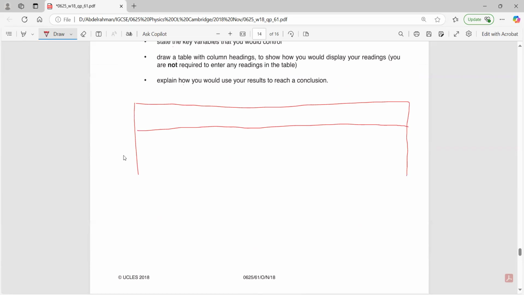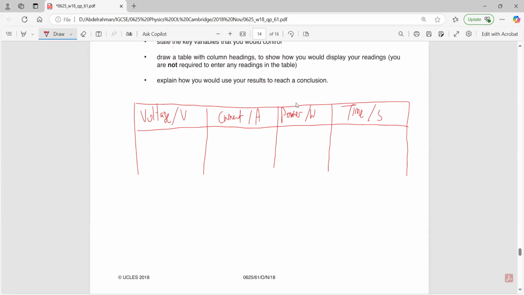What are the column headings? What are the readings that I will take in this experiment? The voltage, the potential difference. What is the unit of the voltage? Volts, V. The current in amperes. The power in watts. Last but not least, time in seconds. So voltage, current, power, and time.